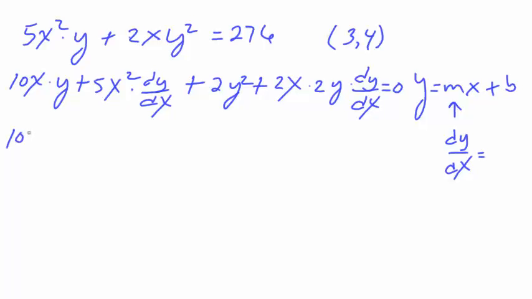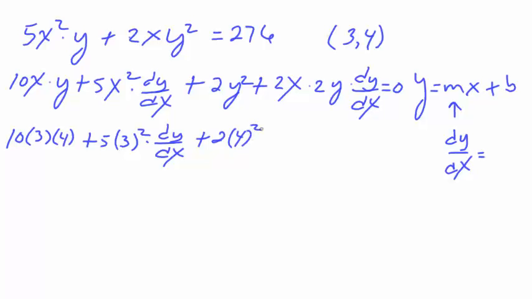Okay, so we have 10 times 3 times 4 plus 5 times x is 3 squared, dy over dx, plus 2 times 4 squared plus 2 times 3 times 2 times 4, I guess. Could have reduced that down some. And then we have dy over dx is equal to 0.